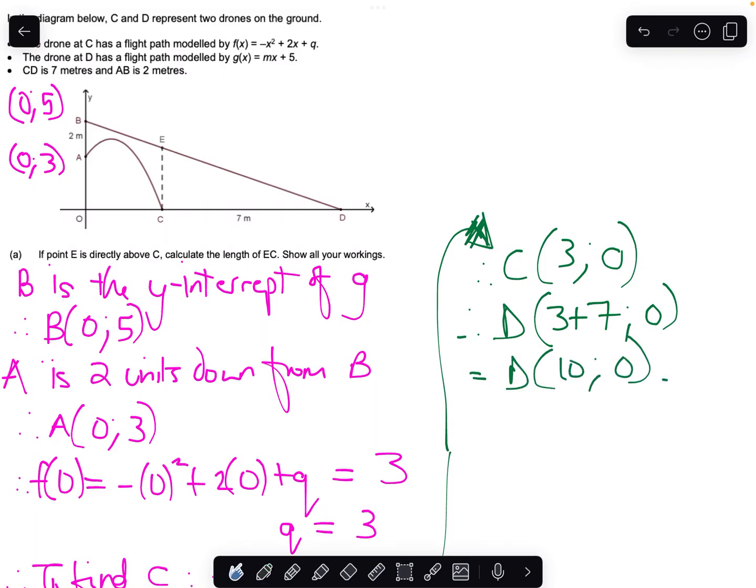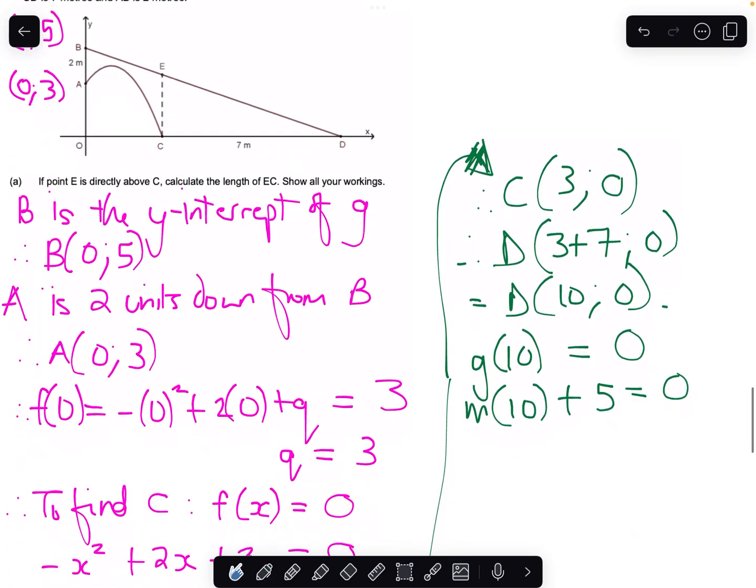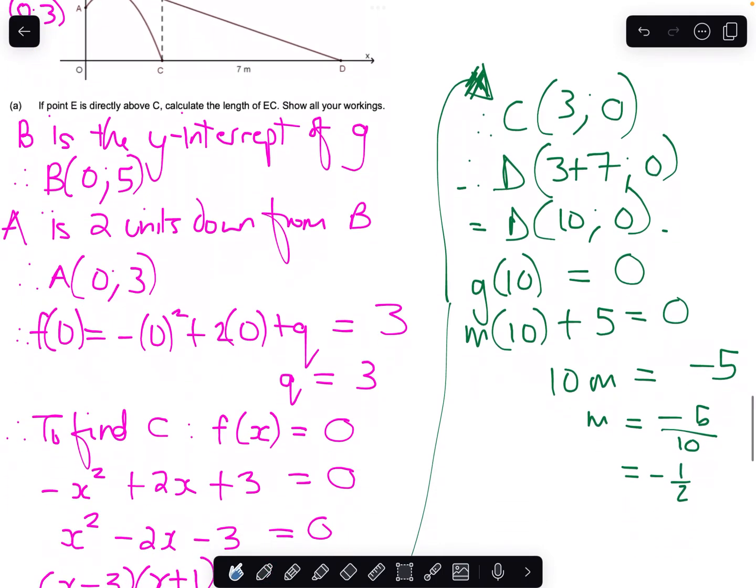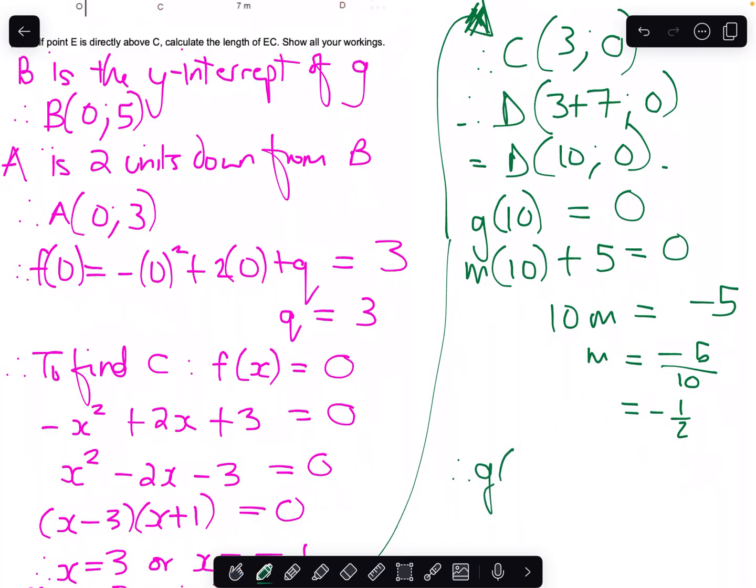Okay, and we can use that to figure out the gradient of M, the gradient of g. So we know that when x is 10, the function outputs 0. So M times 10 plus 5 is equal to 0. So 10M is equal to negative 5, and M is equal to negative 5 over 10, which is negative a half. So therefore g of x is negative a half x plus 5.